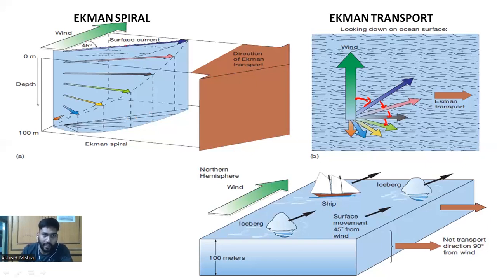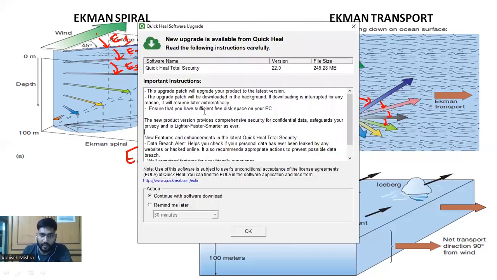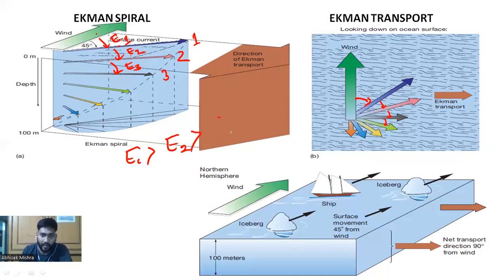Yes or no? The energy the first layer gets from the wind is maximum, higher than the energy received by the second layer. Yes or no? The energy transferred from wind to the first layer is higher than the amount of energy transferred from the first to the second layer. And the energy transferred from the first layer to the second layer is higher than the energy transferred from the second to the third layer. Suppose I call them E1, E2 like that. So E1 is higher than E2, which is higher than E3 and E4, and like that it will go on.